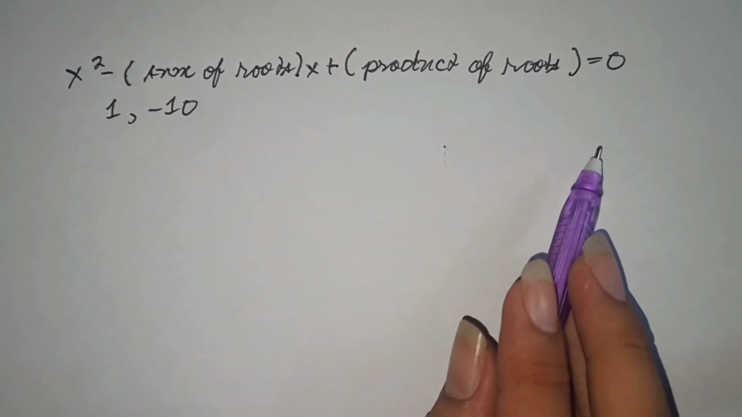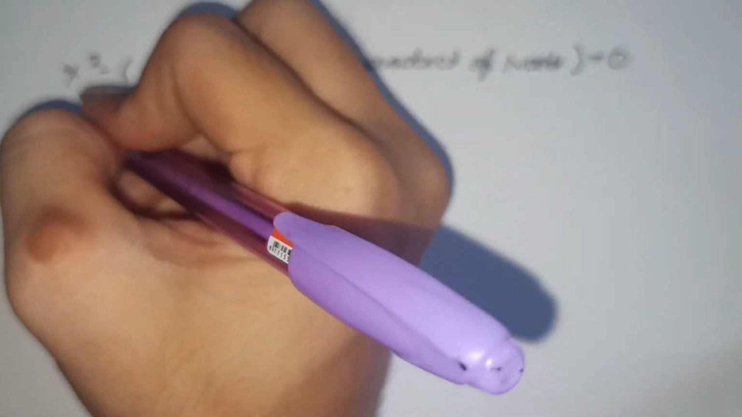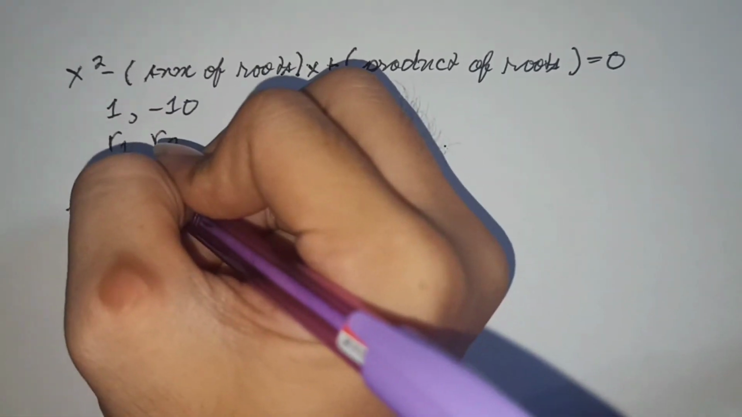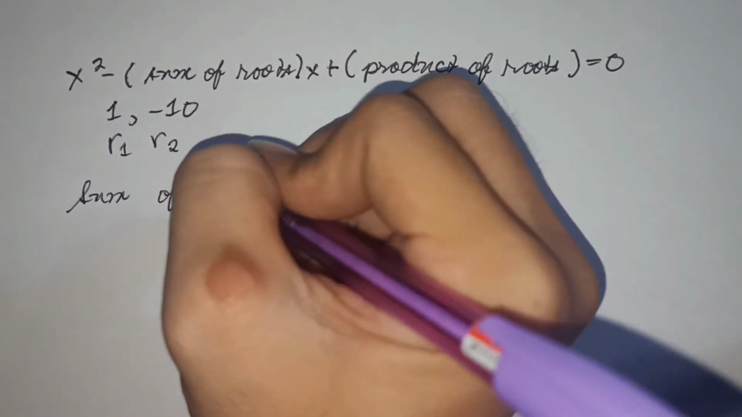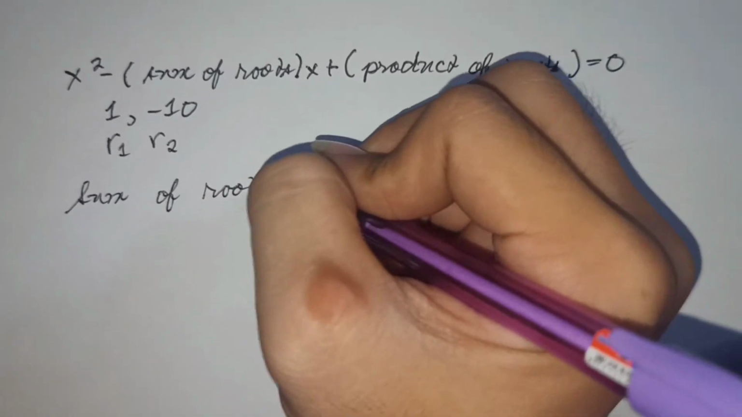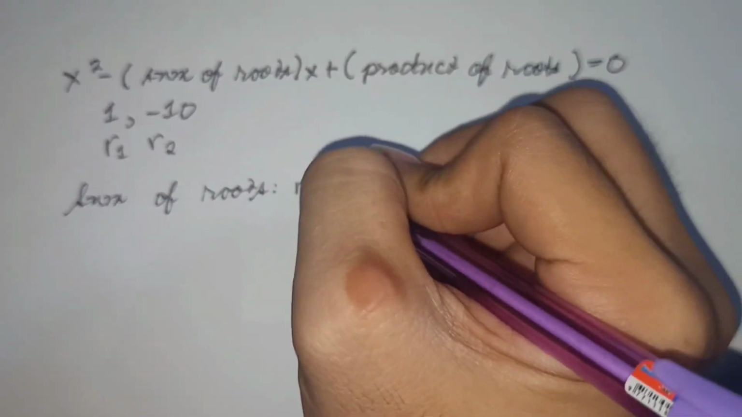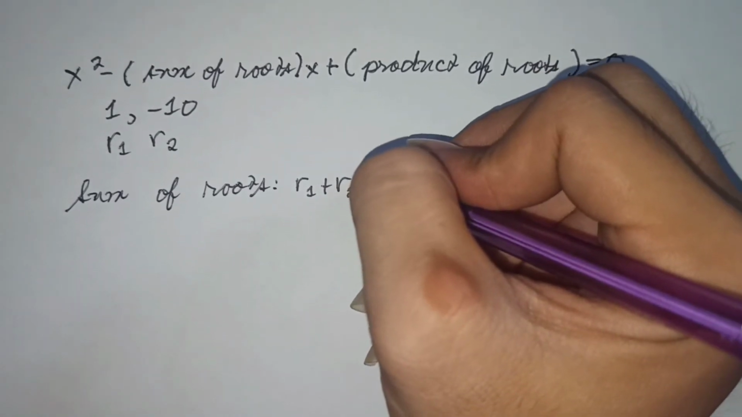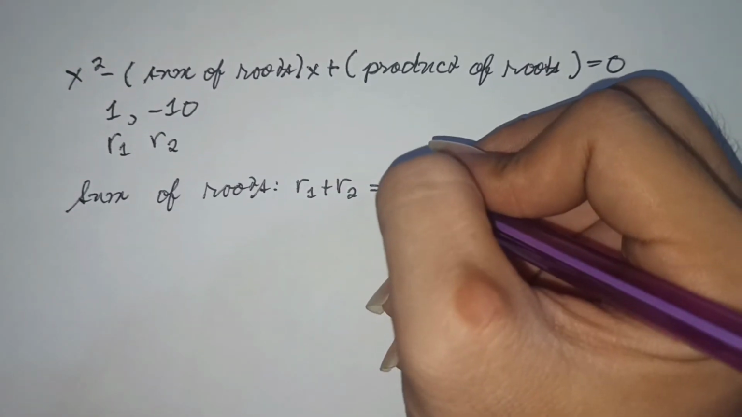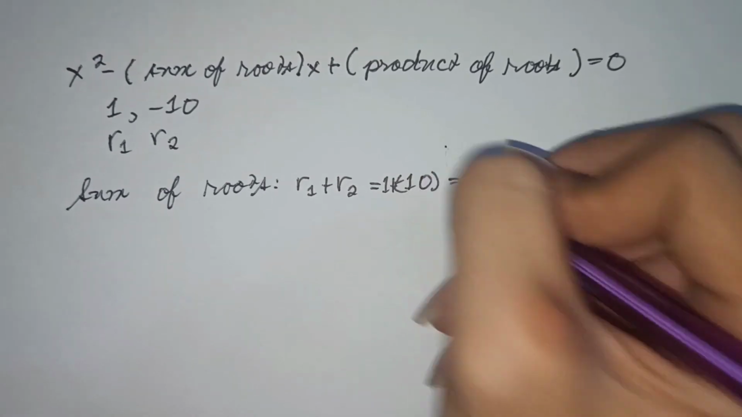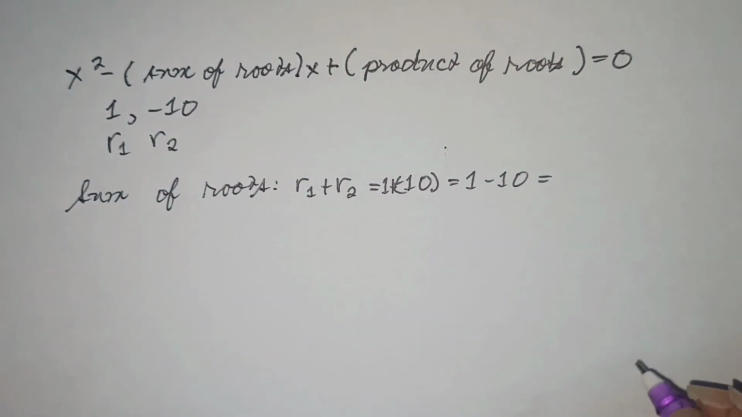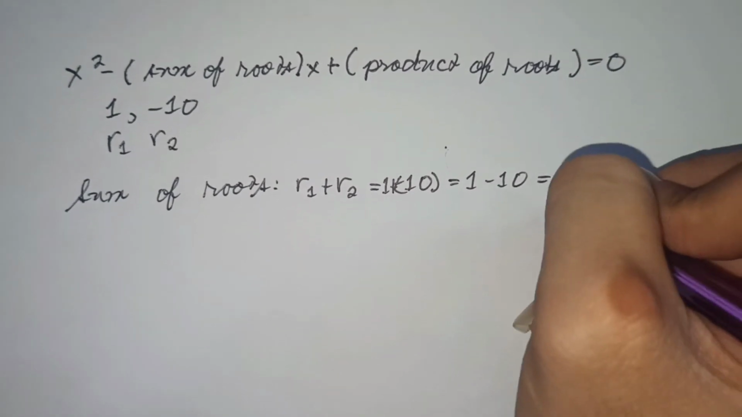Another example. We have 1 and negative 10. 1 is r sub 1 and negative 10 is r sub 2. Now the same process. To get the sum, just simply add the given roots. So we have r sub 1 plus r sub 2. 1 plus negative 10. So they have different signs. The answer is 1 minus 10 is negative 9.